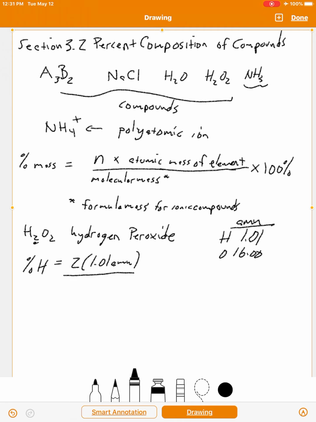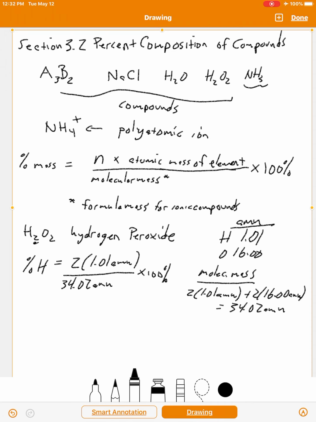And then we have to divide that by the molecular mass of this compound. Hydrogen and oxygen are both nonmetals, so this is a molecular substance. Okay? Well, how do we figure that out? Well, we're just going to add them up, right? So let's do the molecular mass. The molecular mass would be 2 times 1.01 plus 2 times 16. So that would be 34.02 AMU. Okay, so 2 times 1.01 divided by 34.02.